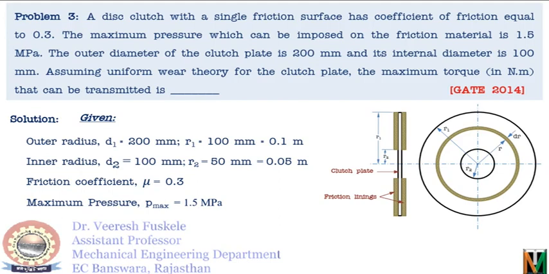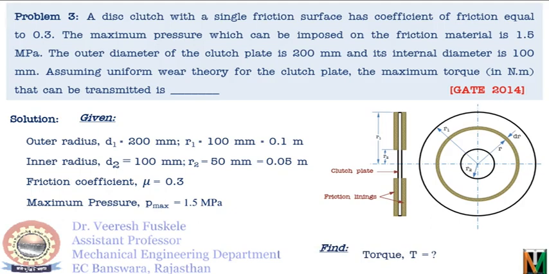As you can see here, in the uniform wear theory we have the relation P into R is equal to constant. The product of pressure into the radius is constant. So from this relation we can see that pressure is inversely proportional to radius. That means the value of maximum pressure will be at the minimum radius, it is at R2. So let's proceed. We have to find the value of torque.